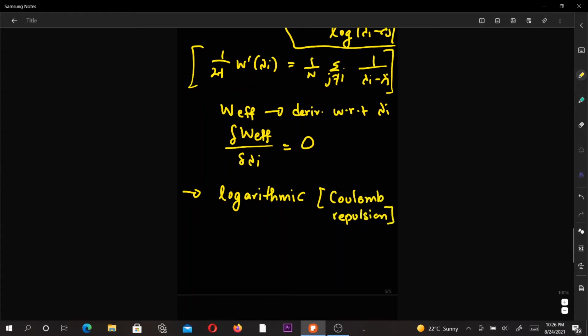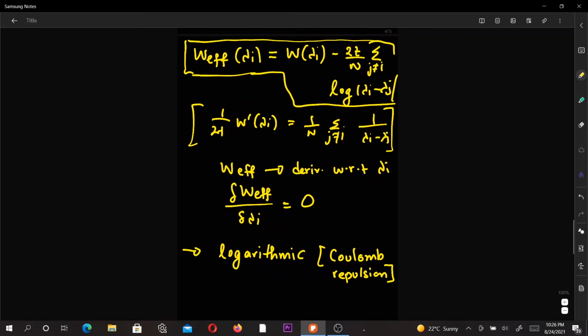So as I mentioned before, we are looking at it to get some physical insights of what is happening. So this logarithmic term is sort of like a repulsion term, Coulomb repulsion. Almost all of you have done Coulomb repulsion in basic physics courses, that is the electromagnetic repulsion force.